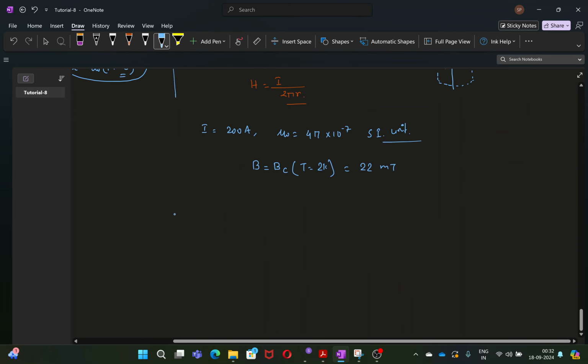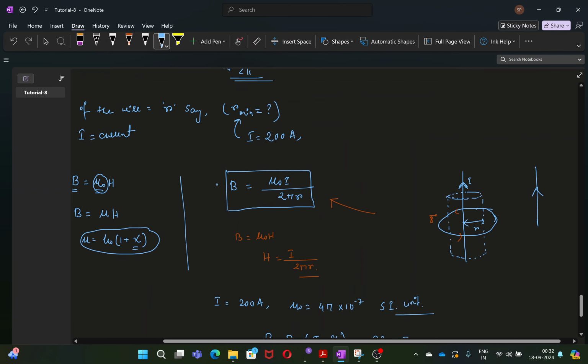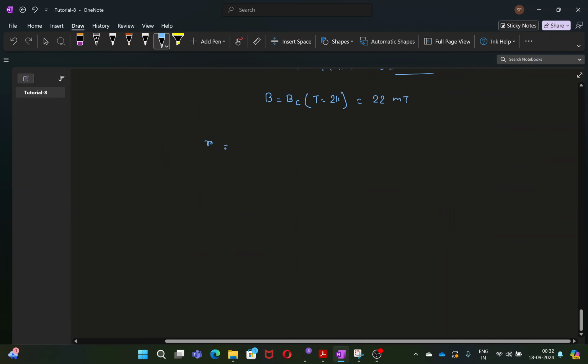So now if all the things are known, then the only remaining unknown is r. So r, take it upside and other things come downside. So r equals mu naught I by 2 pi B. That is equal to 4 pi into 10 to the power of minus 7 into 200, divided by 2 pi into 22 into 10 to the power of minus 3, right?